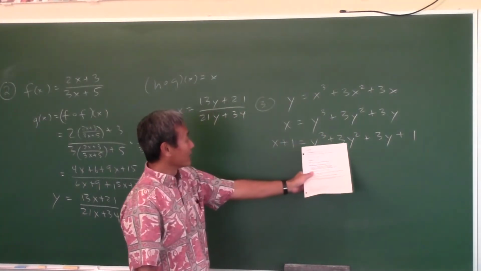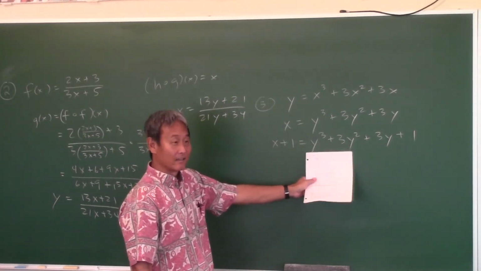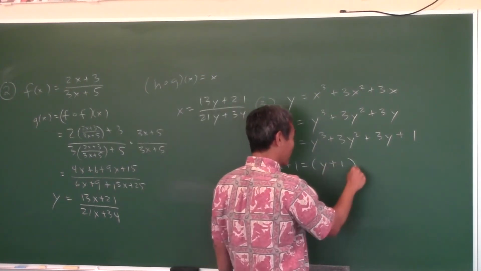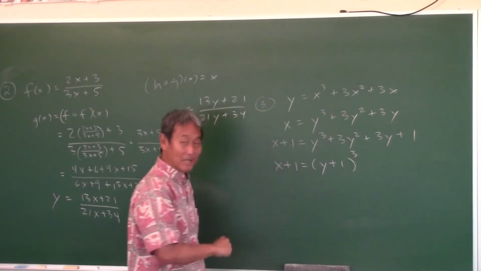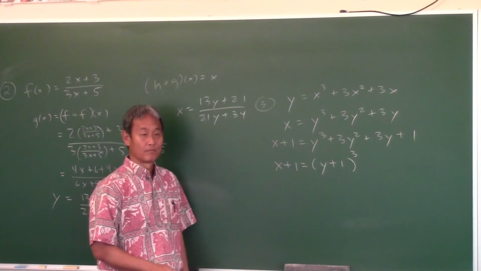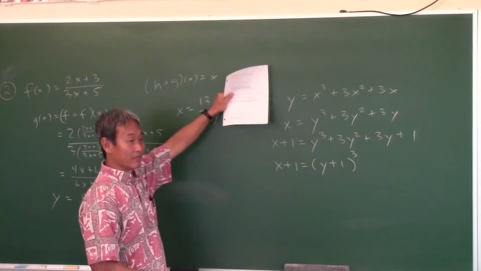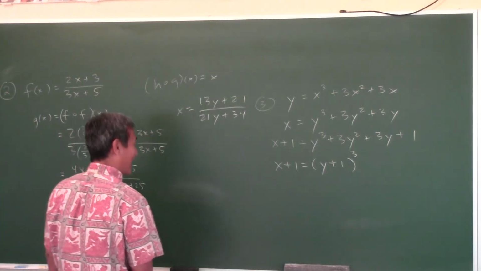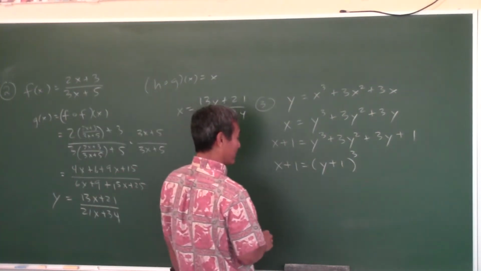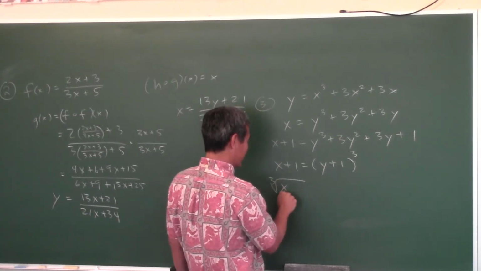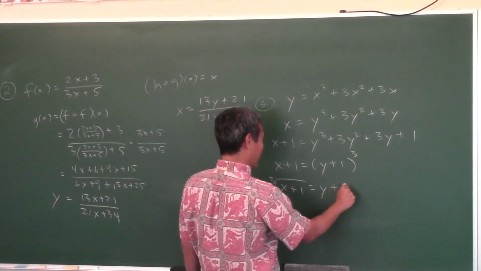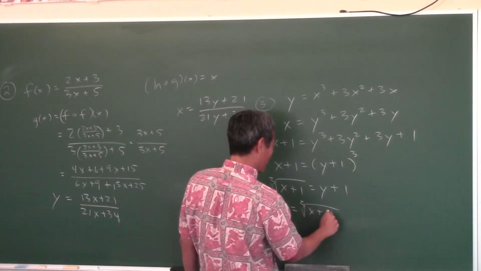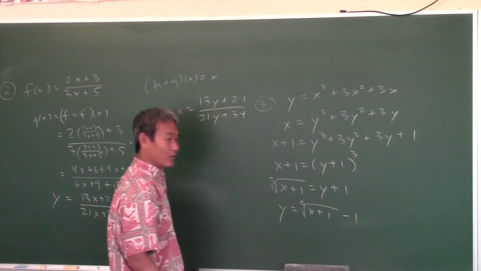And then, hey, what is that? This is y plus 1 quantity cubed. You complete the cube. Just for that, the probability of this being on tomorrow's test just went up to 0.875. And then now is it easy to solve for y? Yep, you cube root both sides. And then subtract 1. So y equals cube root of x plus 1 minus 1. Whew, that was clever, yeah?